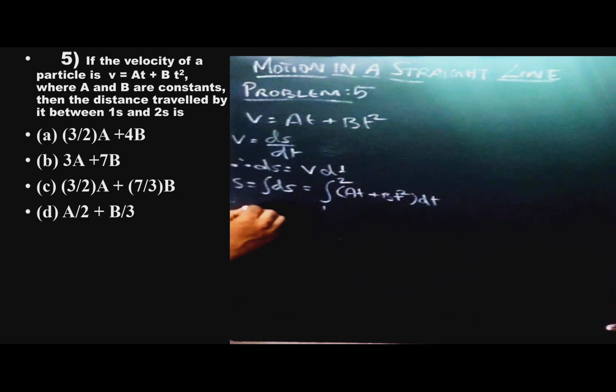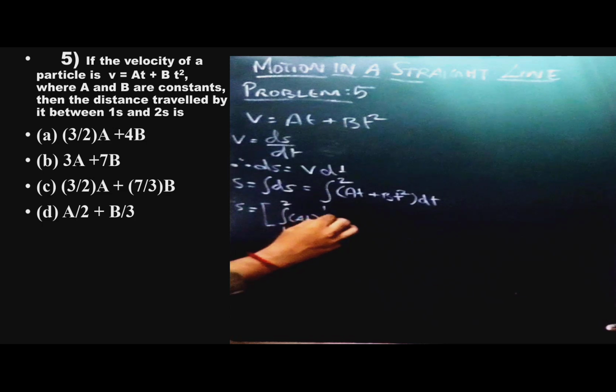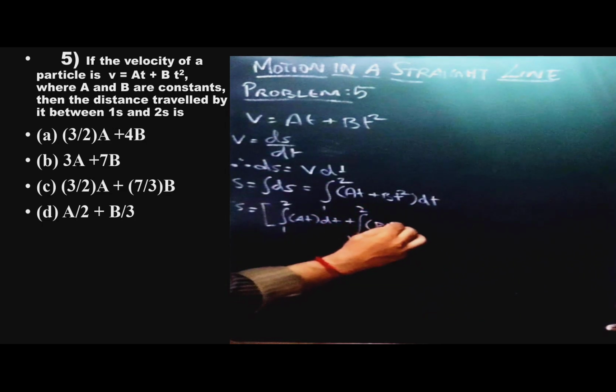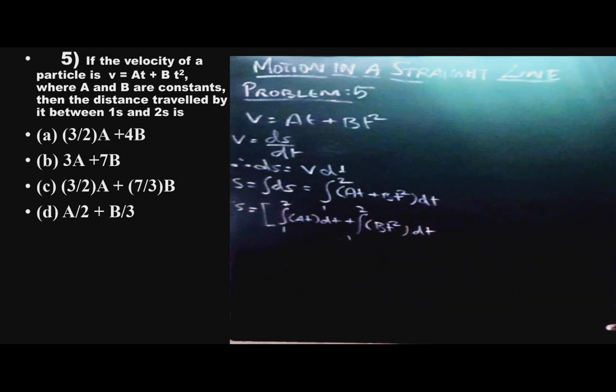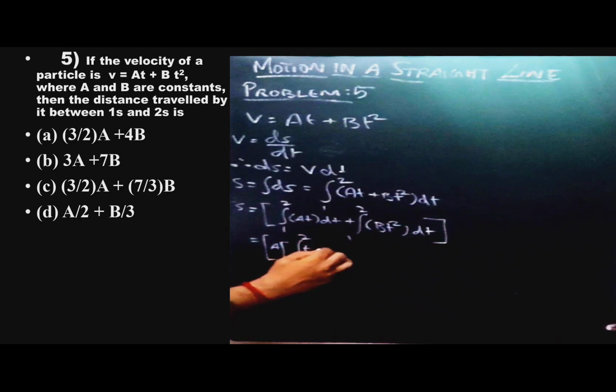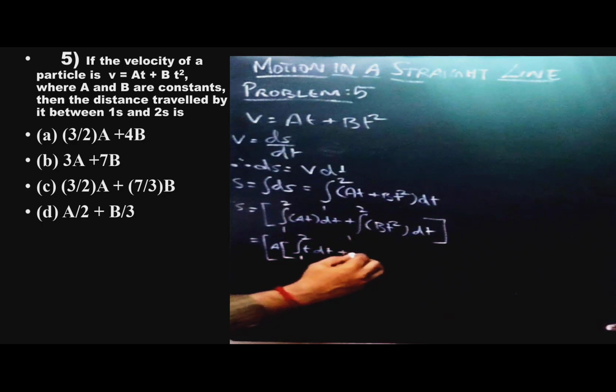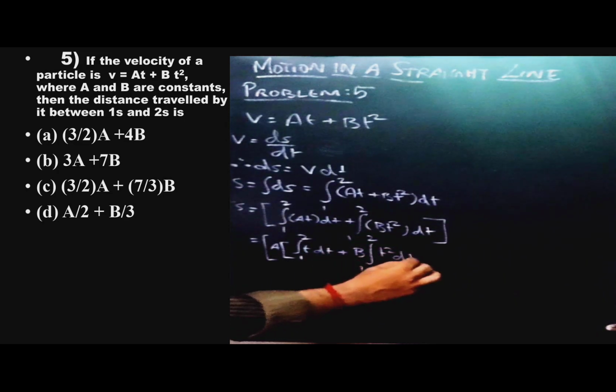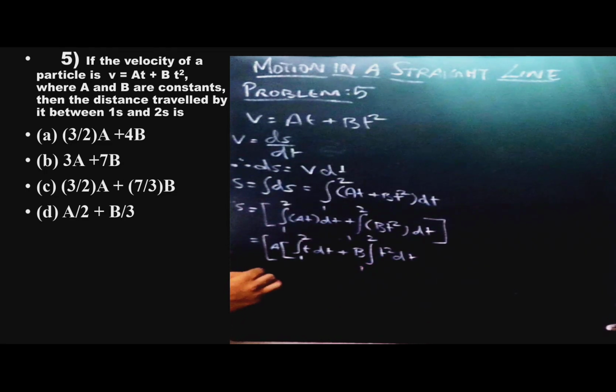Now it is a very simple integration, and we are going to solve it. The integral of ds is nothing but s. I am splitting up the equation: the integral from 1 to 2 of at into dt plus the integral from 1 to 2 of bt square into dt. Now I am going to apply the formula. a is common, so I took it outside. So it is a times the integral of t dt from 1 to 2 plus b times the integral of t square dt from 1 to 2.